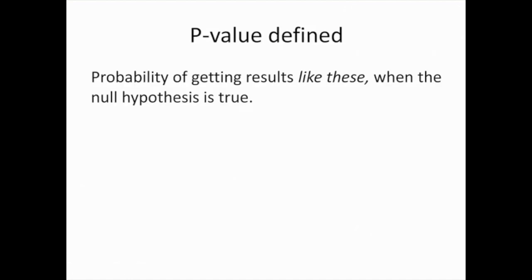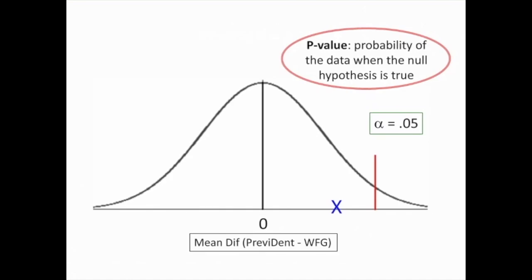The p-value, or p, is defined as the probability of getting results like those the researcher got when the null hypothesis is true. Suppose that the researcher finds a mean difference at this point along the distribution. The difference is above 0, which indicates that the sample mean for Prevident was higher than for Winterfresh gel. The p-value for her test is approximately 0.15.